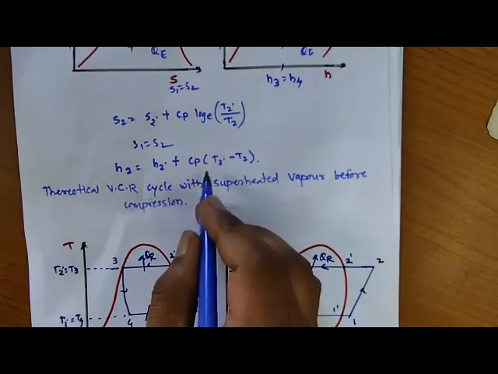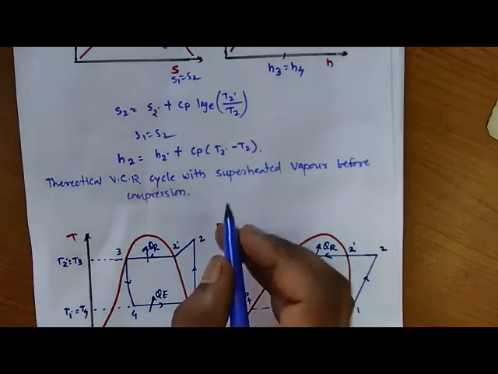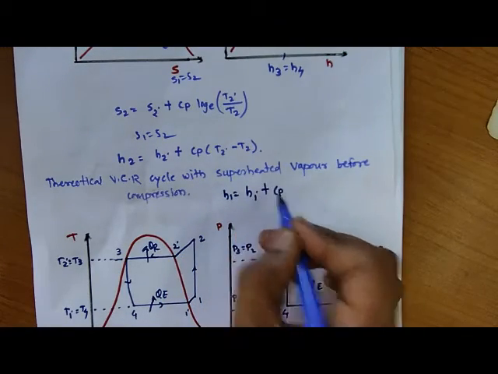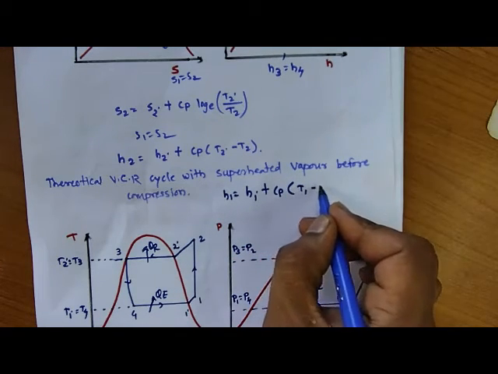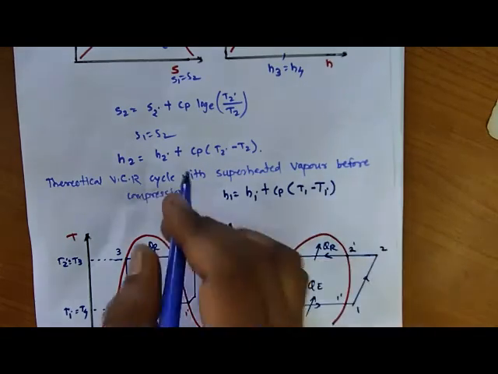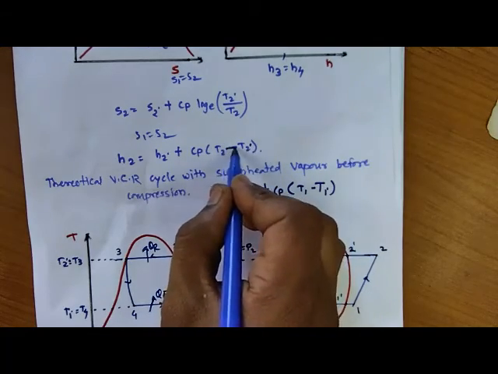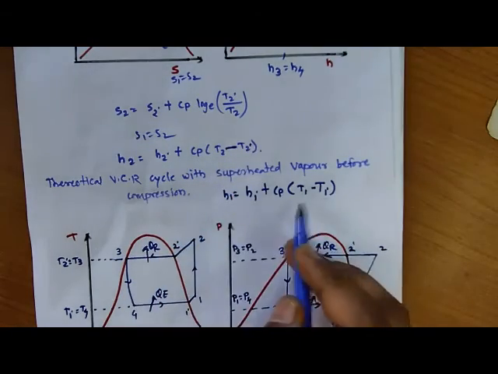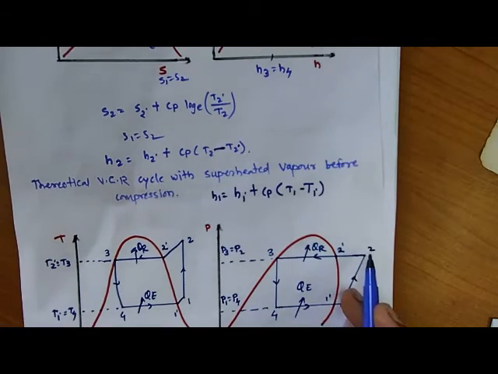The same formula we can apply to find out the enthalpy at point number 1. So H1 is equal to H1 dash plus Cp (T1 minus T1 dash). Here it is not T2 dash, here it is T2 dash. H2 is equal to H2 dash plus Cp (T2 minus T2 dash). So this is about the enthalpy, to find out the enthalpy at point number 1 and point number 2.